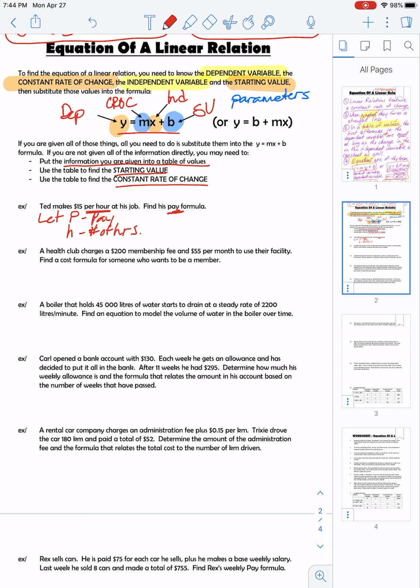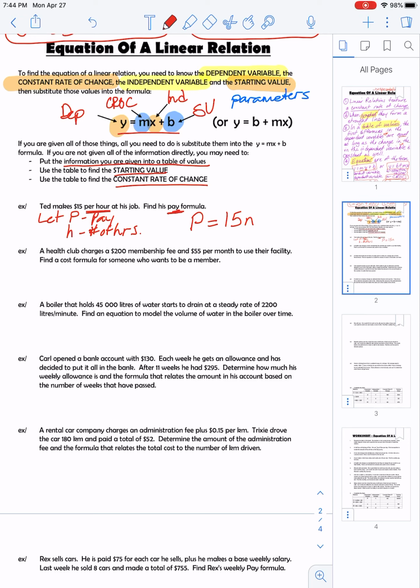Okay, so Ted makes $15 per hour at his job. I mean, you all can tell me how to make that equation. If you had a job and you're making $15 an hour, how do you calculate how much you're going to make? Well, you take the $15 and you multiply it by the number of hours you're going to work. So the equation for this one is going to be simply his pay equals $15 times the number of hours. And that's it. You're done. And you can move on to the next question, because that's all we're trying to do is figure out what is the formula that's going to tell us how much he's going to make. Okay, so let's move on to the next question.